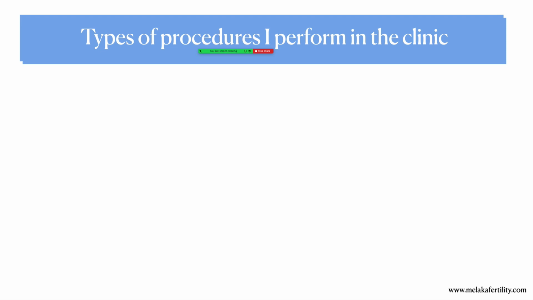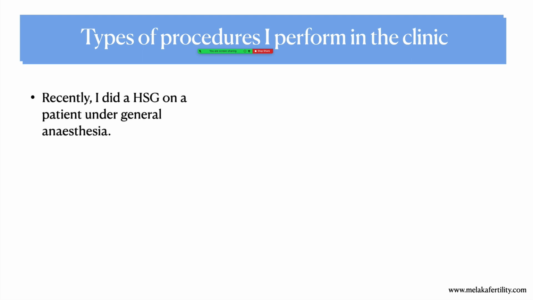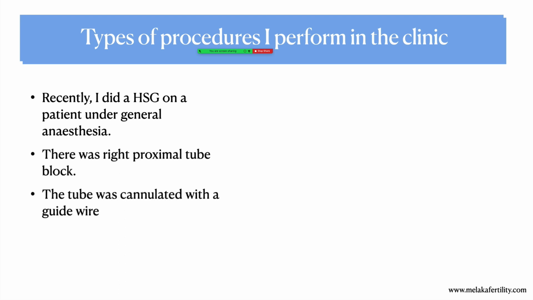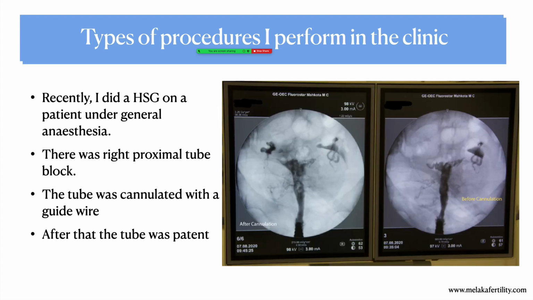So recently I had this patient for whom I had to do a HSG in the operating theatre. This patient had vaginismus, so I had to do the HSG under general anesthesia, and she also had a right proximal tubal block. And so the tube was cannulated just like what you saw in the video just now. After the cannulation, I did the HSG again, and the tube was patent. And this is how it looked. As you can see, this is the first HSG before the cannulation, and this tube was blocked. And after I cannulated, it was patent.